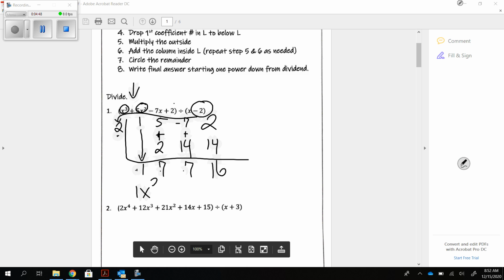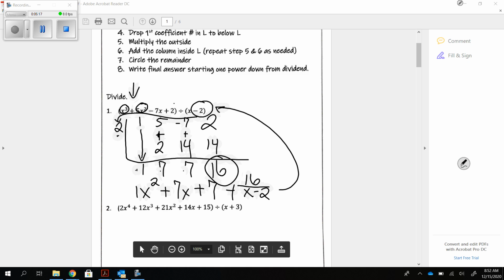1x squared plus 7x plus 7. And now we see this 16, we're going to circle it because that is our remainder. And then we write it like this, plus 16 over x minus 2. Where we got x minus 2 from was the divisor, x minus 2.